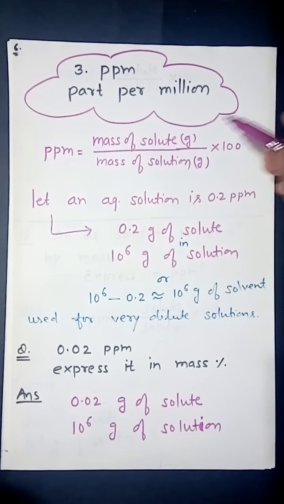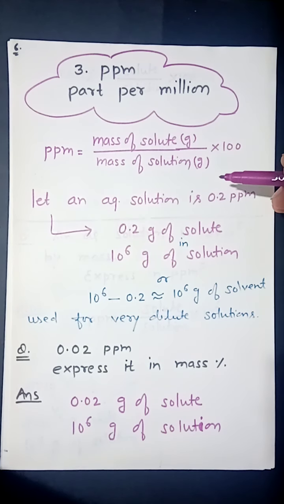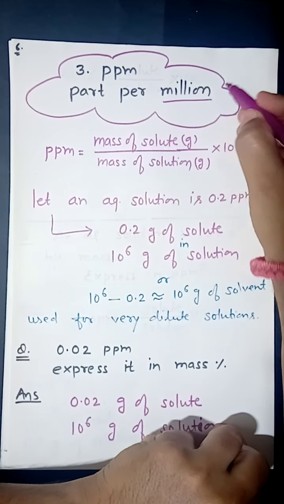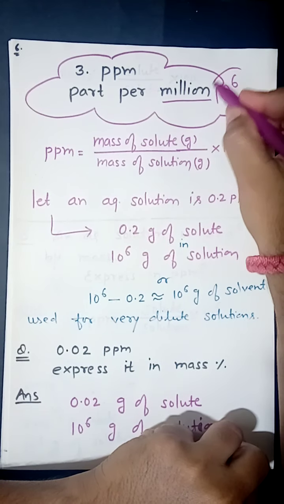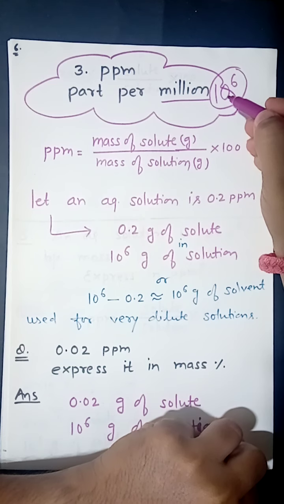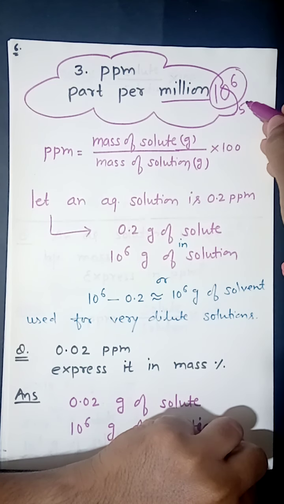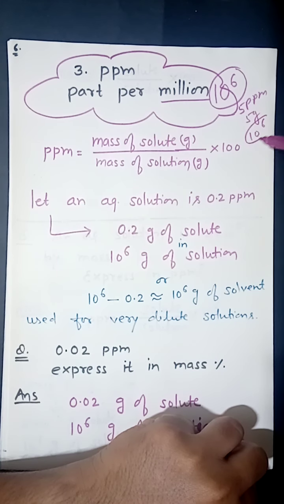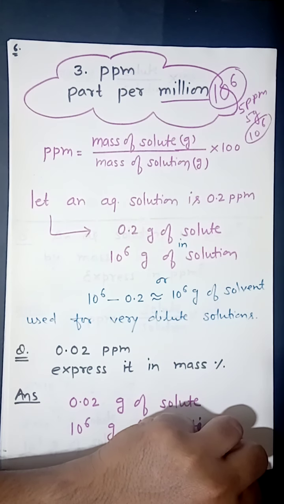5%, if you remember, means 5 out of 100, and 5 ppm is not percent, it is million. Million means 10 raised to power 6. So if you are given 5 ppm, it means 5 gram of solute in 10 raised to power 6 gram of solution. 10 raised to power 6 means 1 million.